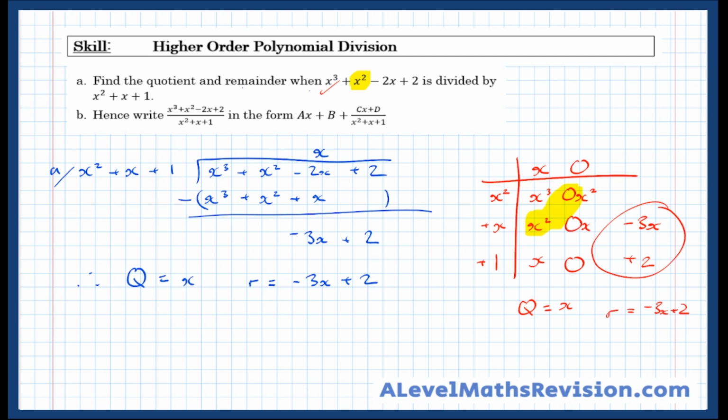Okay, so part B. Hence write that there in the form ax plus b plus cx plus d over x squared plus x plus 1. Well, the quotient is this part here. So in this case, we can say that A equals 1 and B equals 0. But we don't need to explicitly state that. I just said write it in the form plus cx plus d, minus 3x plus 2, the remainder, over what we were dividing by, x squared plus x plus 1. And that's it, done.